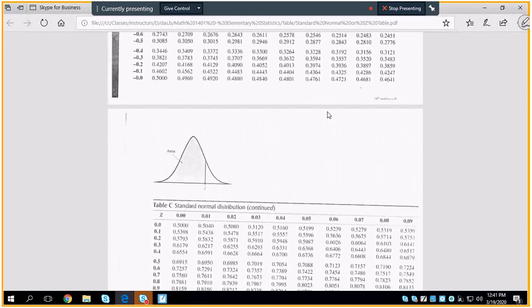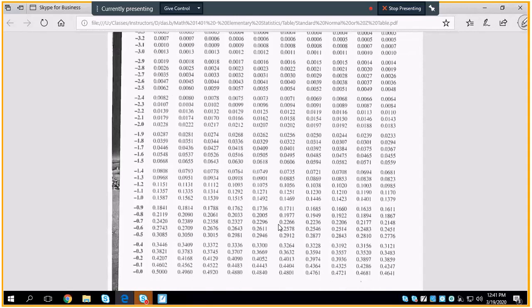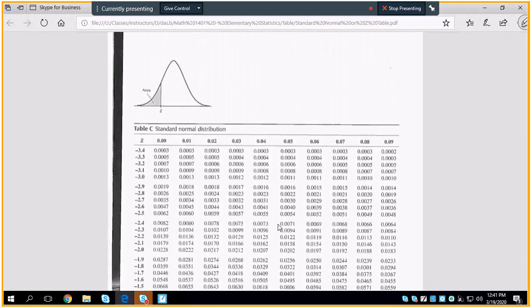How do you read z-scores? For example, if I look at row number 3, it starts with negative 3.2. What are the columns? The columns refer to the second decimal place. If I look at this number, this is the probability to the left of the z-score negative 3.20. If I look at this number, this is the probability to the left of the z-score negative 3.21. And that's how we will find all the probability values.